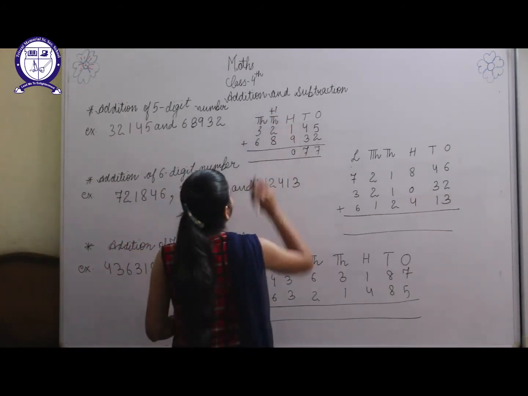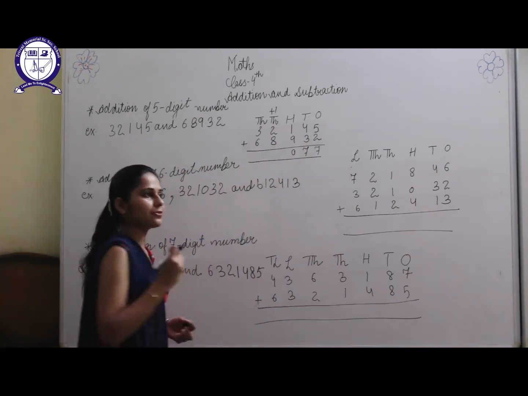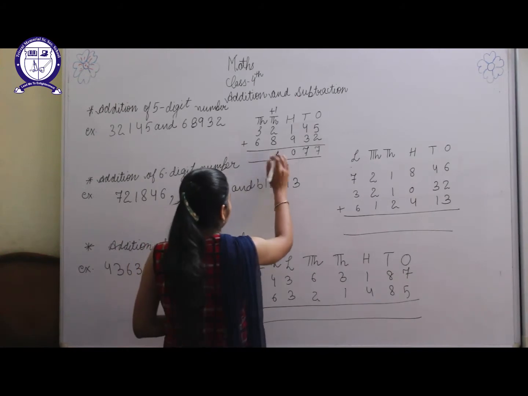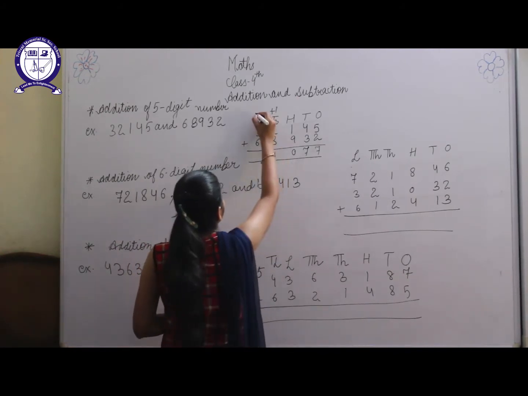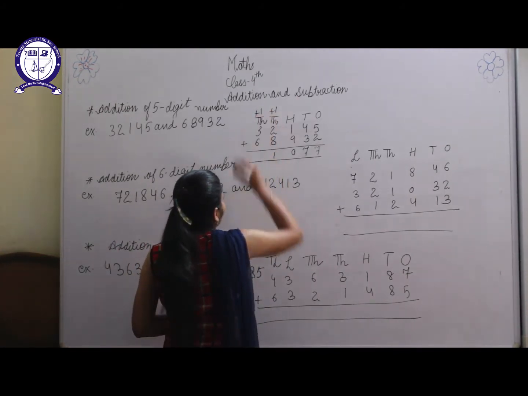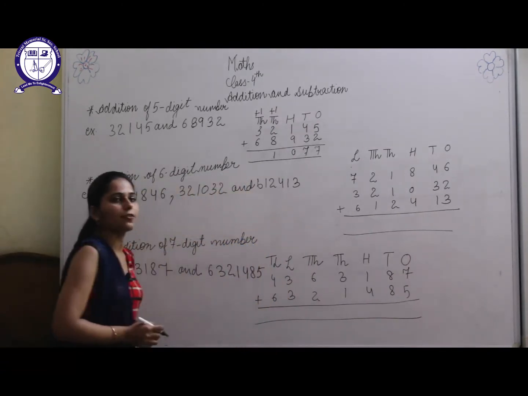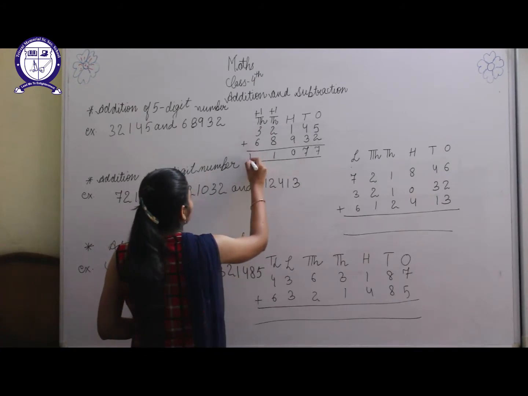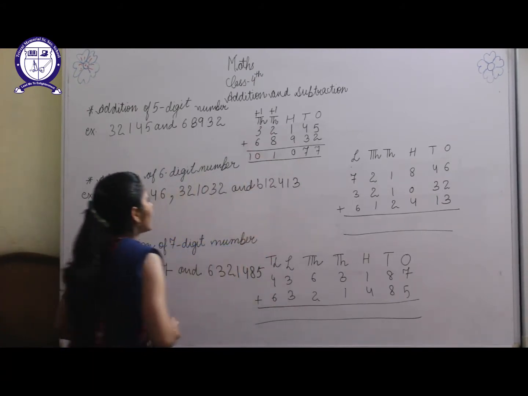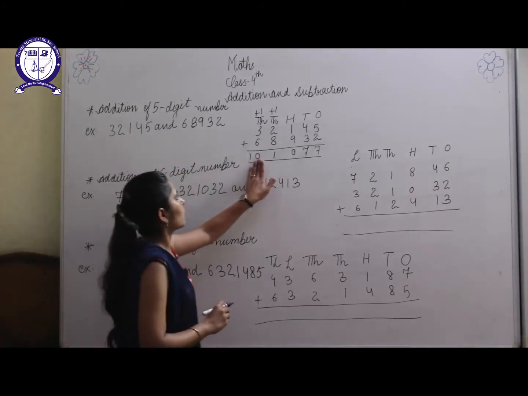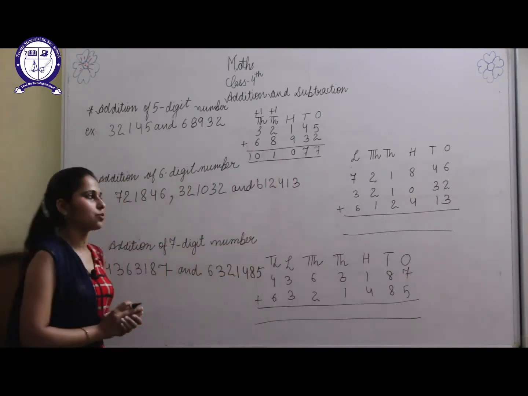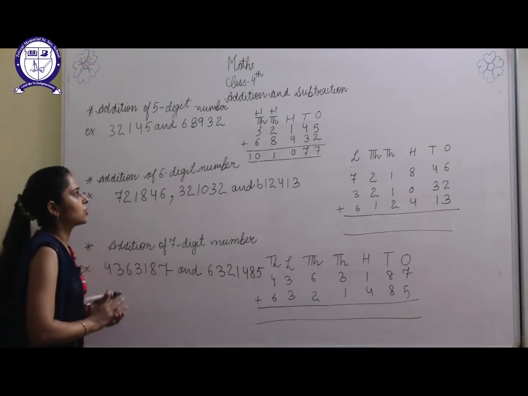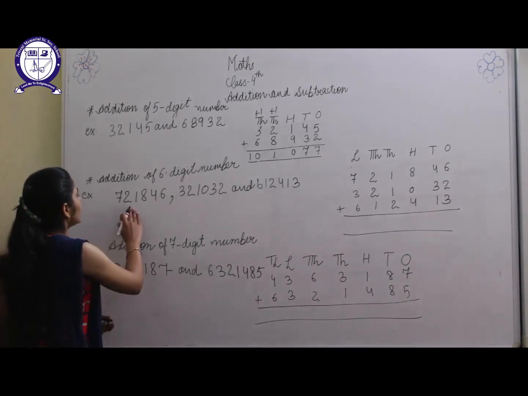Now 1 plus 2, 3. 3 plus 8 will give us 11. In 11 we will write the ones or unit place digit here, that is 1, and the tens place digit will move as carry towards the left hand side digit. So 1 plus 3 gives us 4. 4 plus 6 gives us 10. So we got our answer or sum as 1,01,077, students.